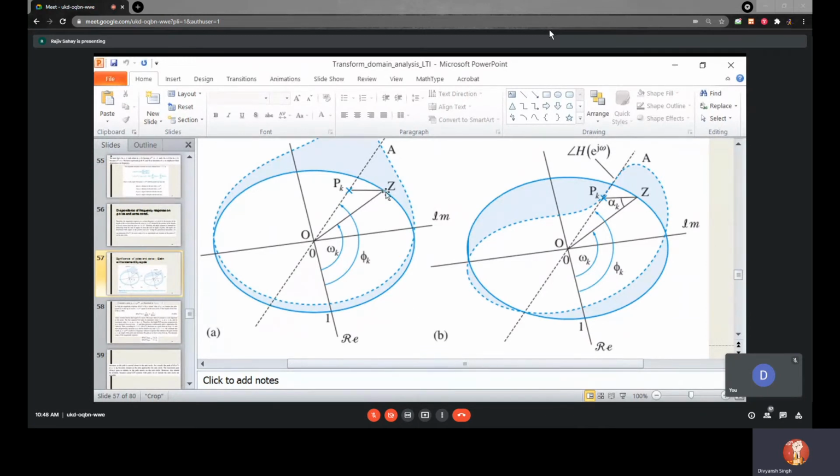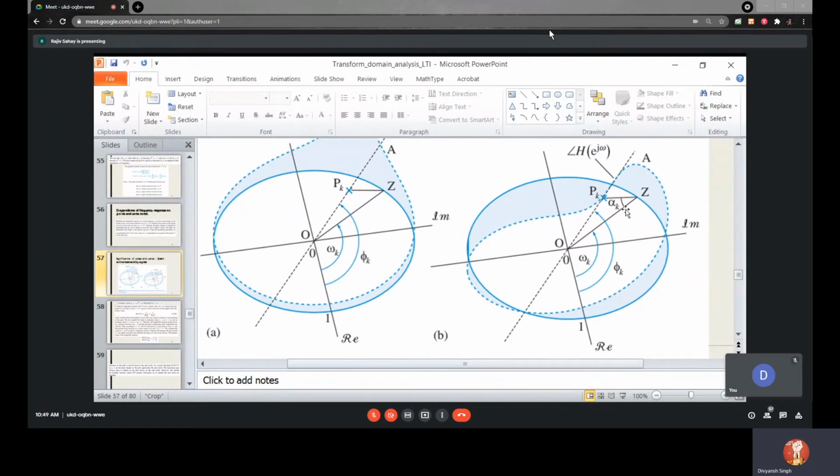So we have drawn the vector pkz from the pole to the point on the unit circle. And we are going to see how the magnitude response of the filter will change. Similarly, we will analyze how the angle of the phase response will change as z rotates on the unit circle. The pole angle is fixed. So the pole vector pkz with respect to the z vector, the angle is alpha k.